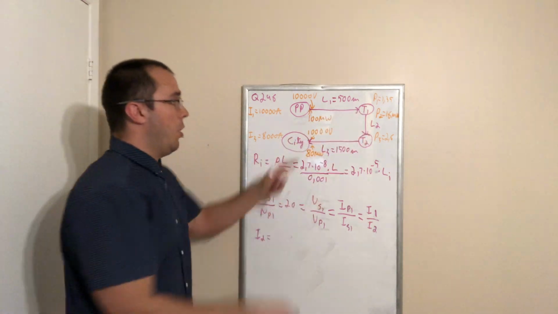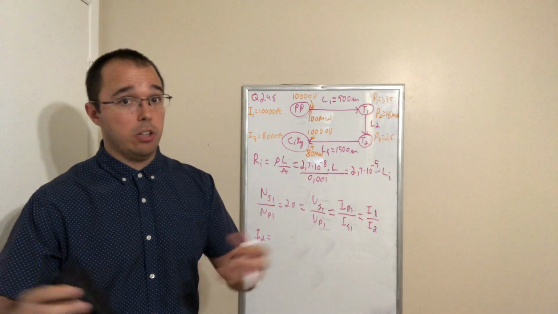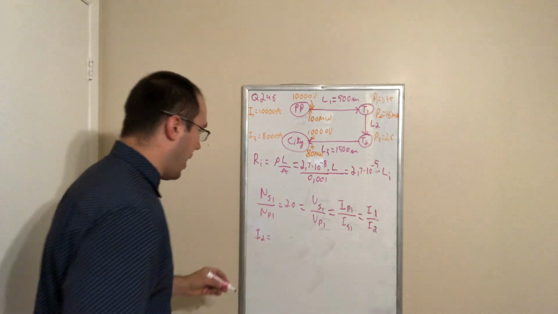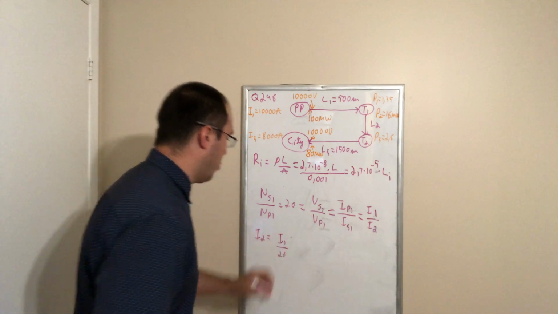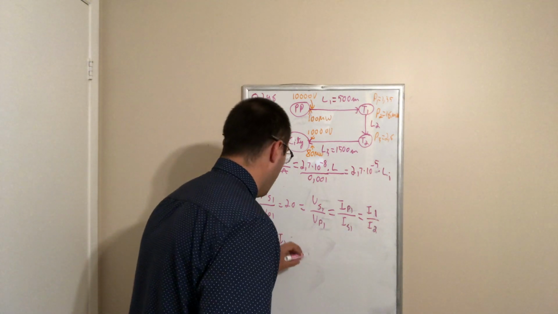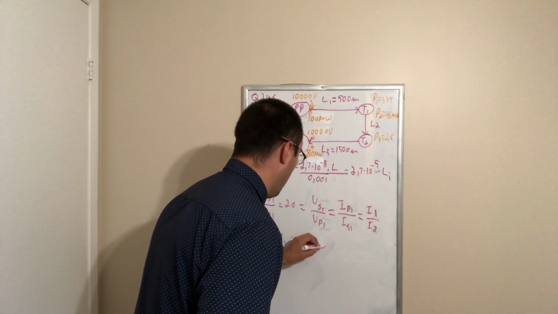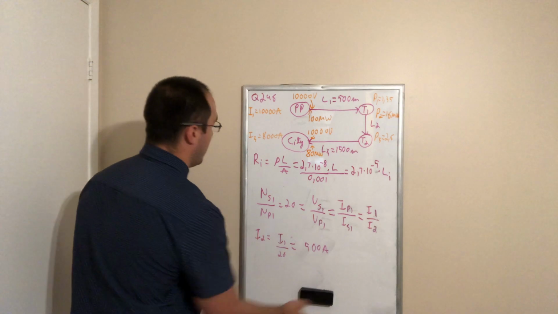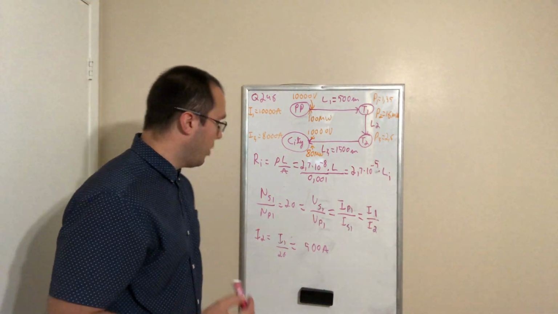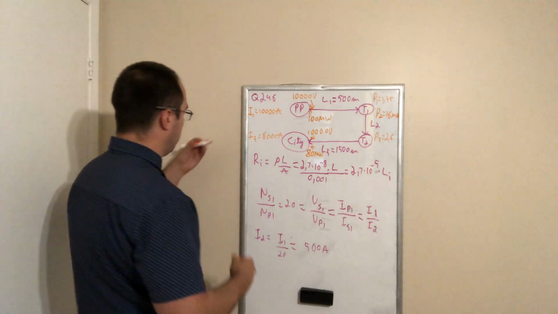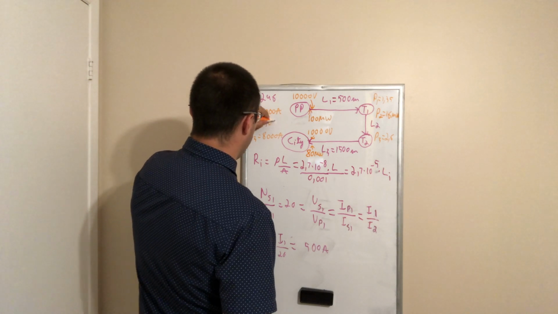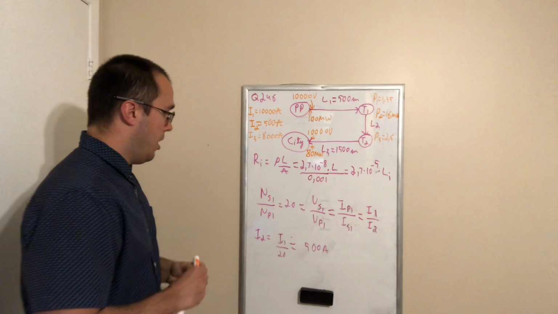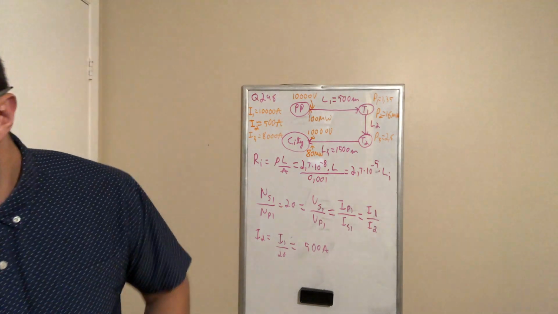The second wire has to have a much lower current, otherwise you will have a much bigger power loss. So I2 is equal to I1 divided by 20. I1 is 10,000, which means that I2 is equal to 500 amps. This value is really useful. Let's write it down. So I2 is equal to 500 amps in this case.